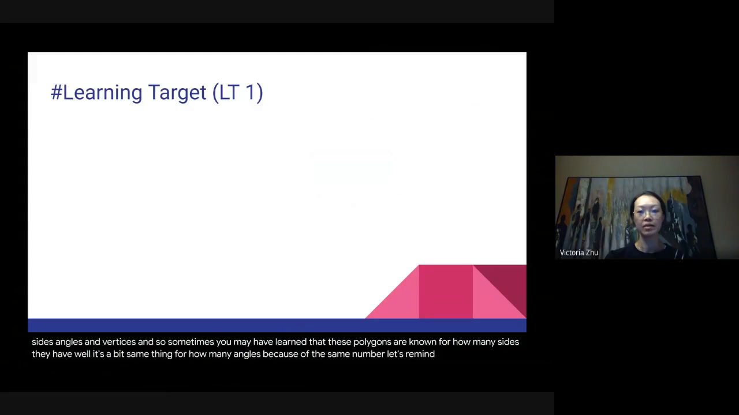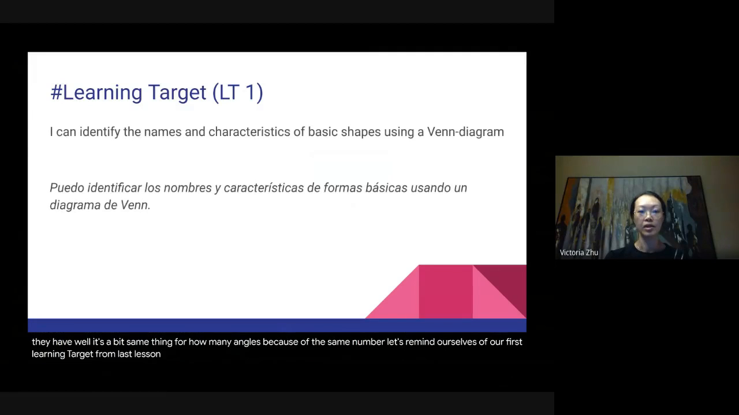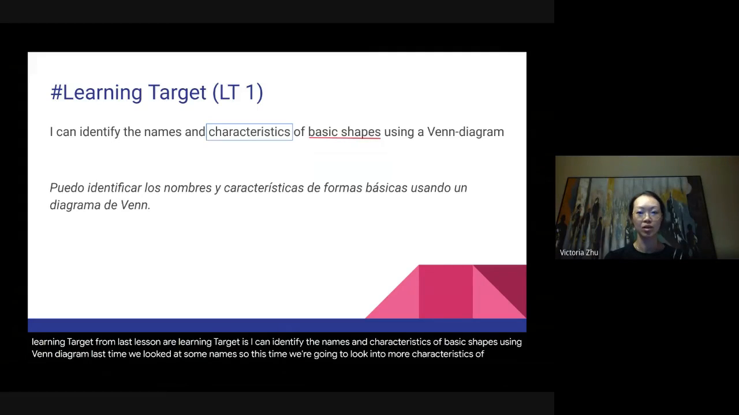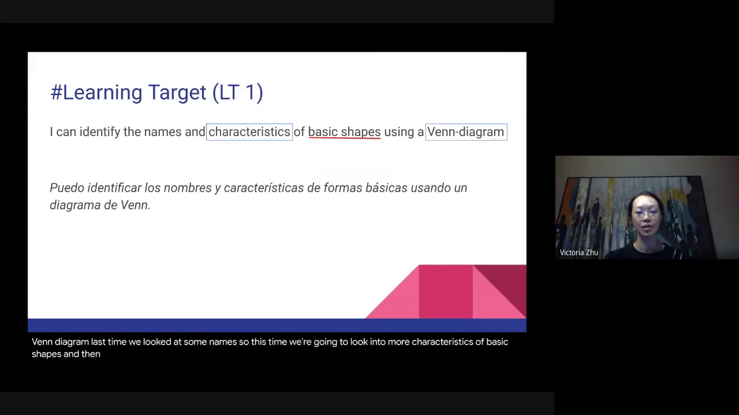So let's remind ourselves of our first learning target from the last lesson. Our learning target is: I can identify the names and characteristics of basic shapes using Venn diagram. Last time we looked at some names, so this time we're going to look into more characteristics of basic shapes, and then combining that with our Venn diagram exercises.